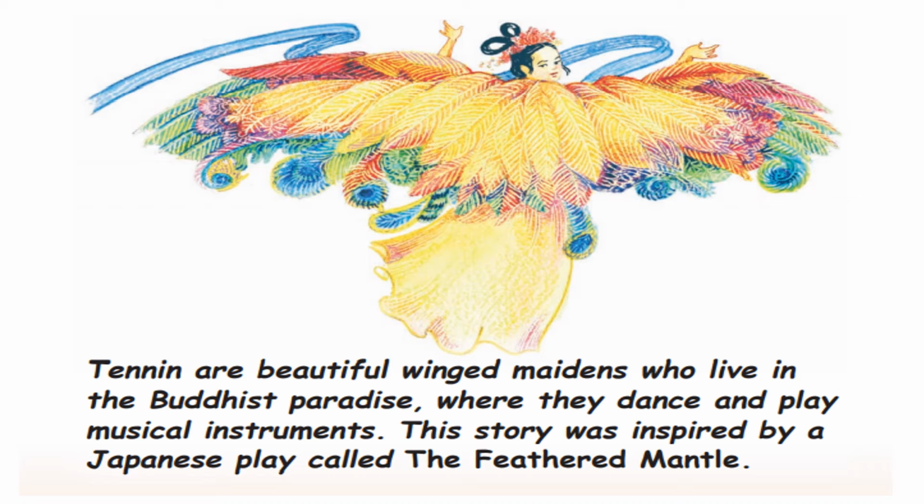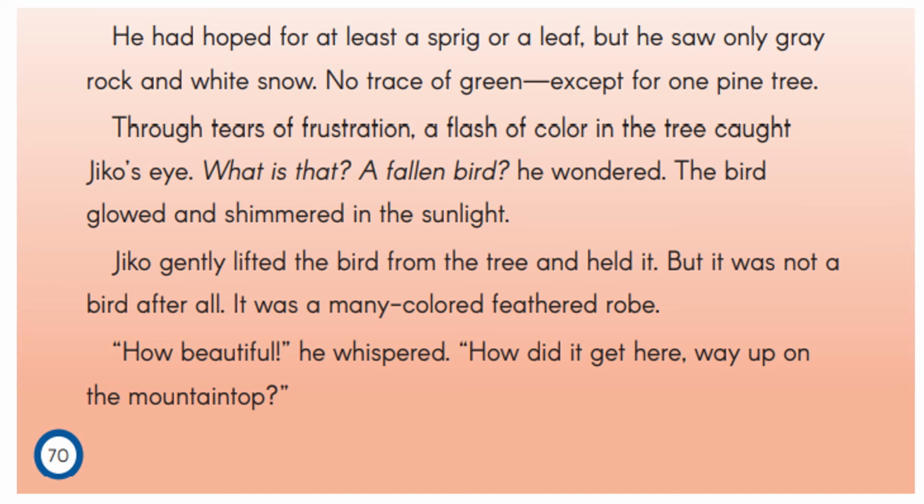to the unit. We have said that this lesson is called the Tannen's Robe. Who are the Tannen? Tannen are beautiful winged maidens who live in the Buddhist paradise, where they dance and play musical instruments. This story was inspired by a Japanese play called The Feathered Mantle. Now let's move to part 2 of the Tannen's Robe.